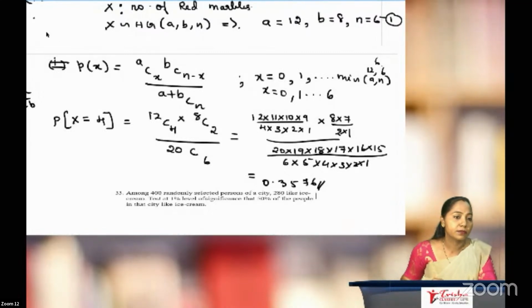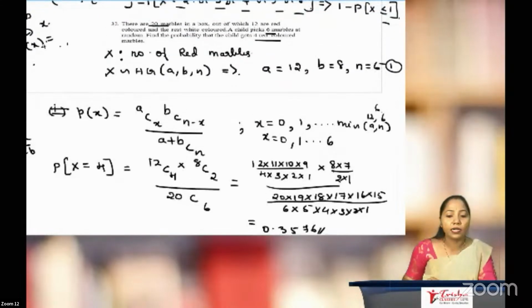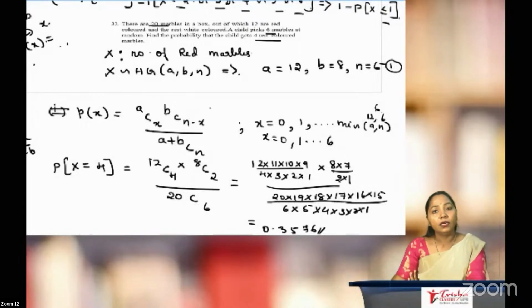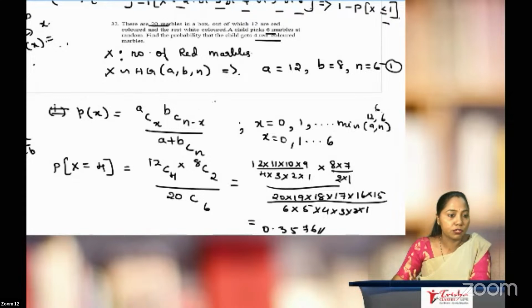Any doubt regarding the hypergeometric distribution? Okay, I told you about identifying whether it is a binomial distribution or a hypergeometric distribution. For both, n will be given. If n is given, it will be either binomial or hypergeometric.